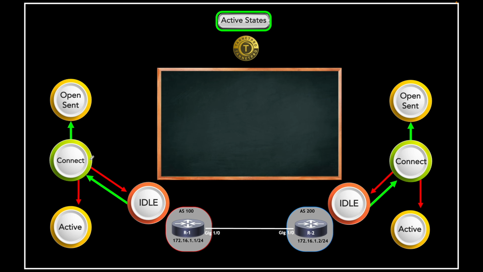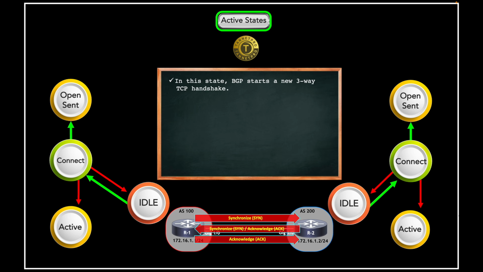right? So over here, now we are in active state. And how did we come to active state? Because the connect state wasn't able to establish the three-way handshake, right? Then only it falls down to the active state. Now what happens in the active state? Let's understand. In this state, BGP starts a new three-way handshake, because in connect state it was not successful, so it fell down to active state. So the active state will again start a new three-way handshake with its configured BGP peer, right?